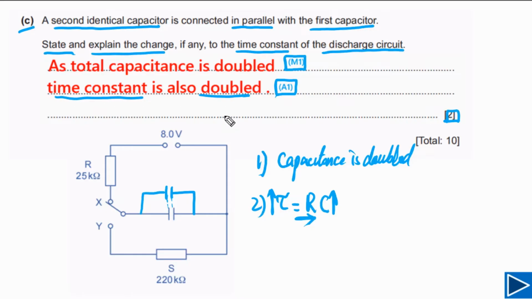If you simply write that the time constant is double but you haven't written the first point, you will get no mark. So first of all you have to write that capacitance is doubled, then you can say the time constant is doubled because capacitance is doubled.